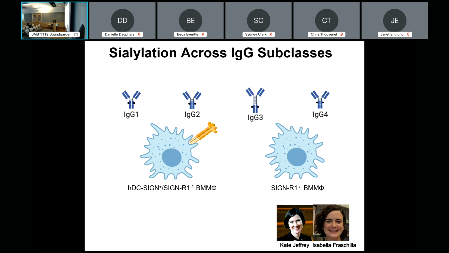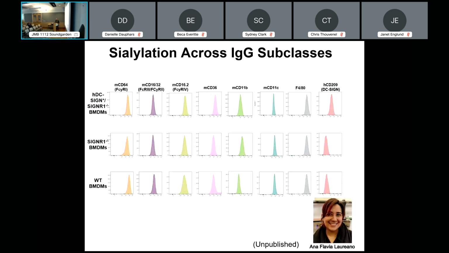And so we made an immortalized bone marrow-derived macrophage line. This was actually done by Kate and Isabella, who were at NJH at the time. We did this for the humanized DC-SIGN mice, and then the background control, SIGN-R1, to have a reagent that we could test DC-SIGN interactions with. And we looked to see whether or not the different subclasses of IgG could still bind to DC-SIGN. As you'd probably predict, this is just the characterization of these lines that was done by Anna. You can see that really the only difference is that in the humanized DC-SIGN line, there's DC-SIGN positivity that's not present in the SIGN-R1 knockouts or in the wild type controls.